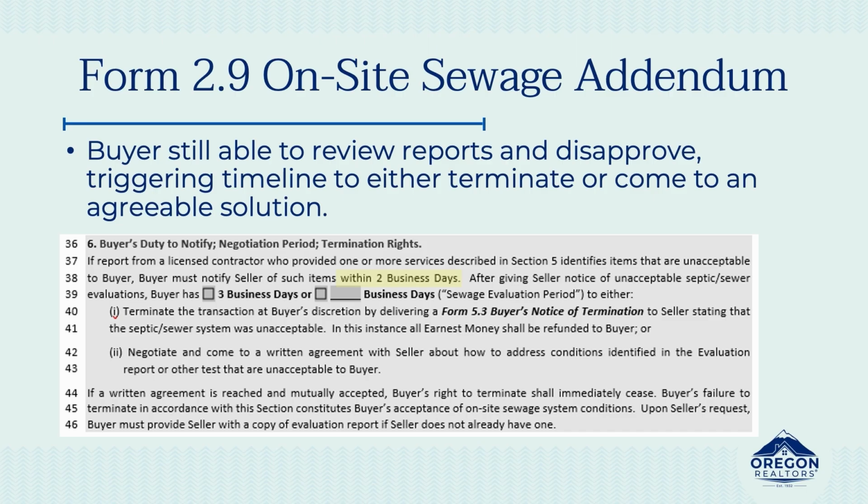After providing that notice, the buyer has the sewage evaluation period to either terminate or to come to some sort of an agreement with the seller. If they say the septic system is cracked and it looks like it's going to be very expensive and I don't want to pay for it, the buyer can just terminate. Hey seller, it is unacceptable. Therefore, I terminate. Congratulations, buyer. That's your out.